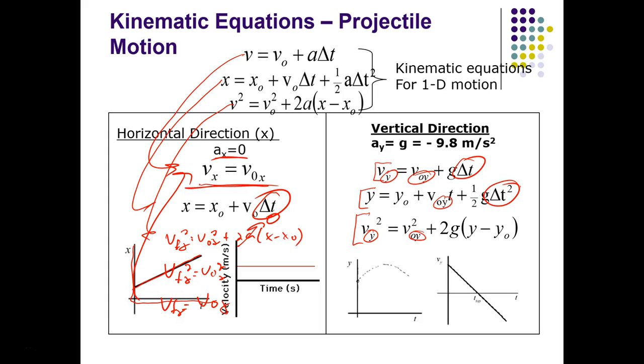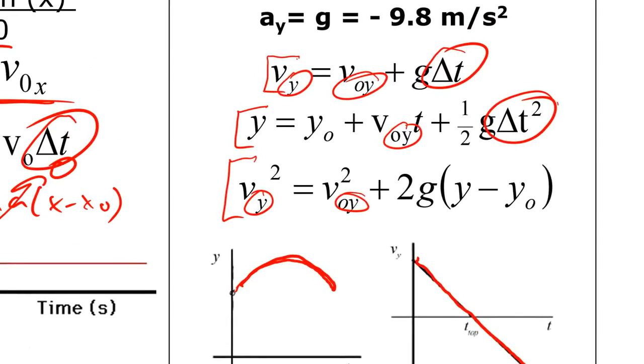If we look at our y direction, that y motion, our position versus time graph is going to be a parabola. Our velocity versus time graph is going to be a negatively sloped line, and then our acceleration versus time graph will just be a horizontal line at that negative 9.8 meters per second squared. That's what the acceleration due to gravity is.